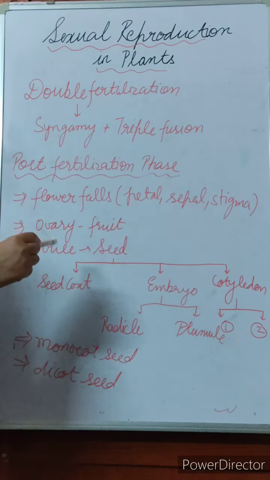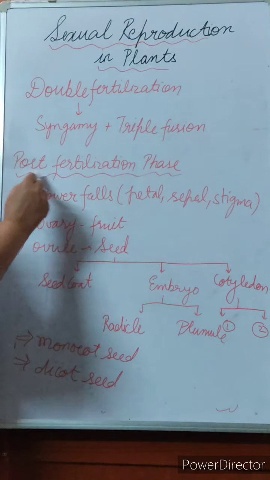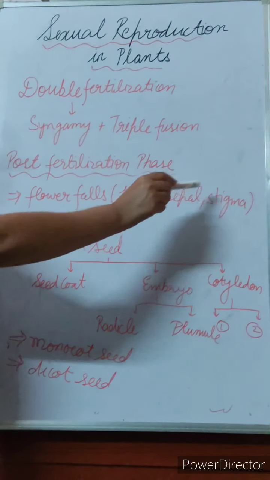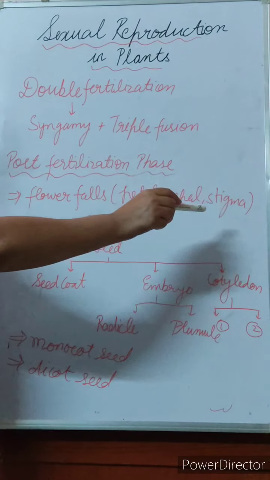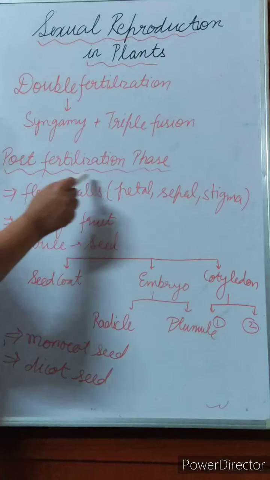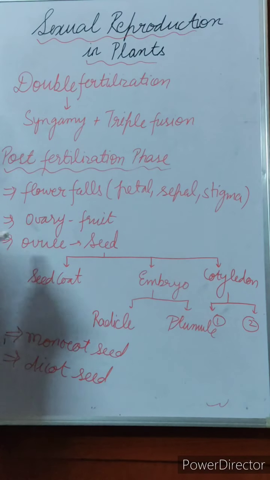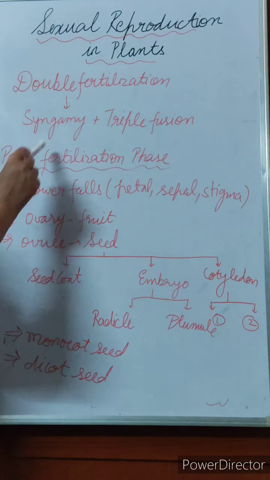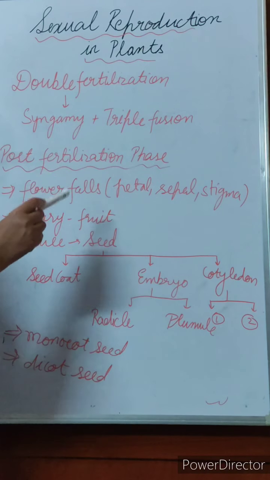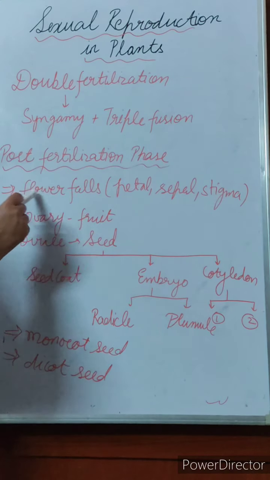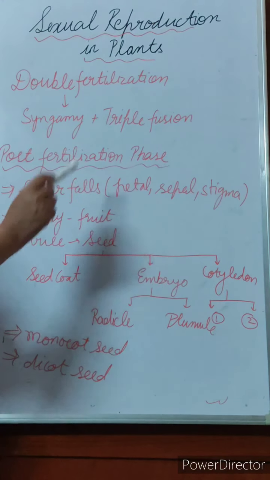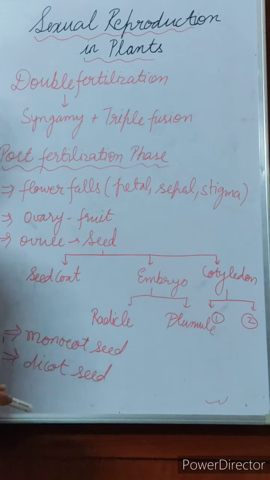Now as soon as the fertilization is over, then we will see that the flower falls. That is, all the petals, sepals, stigma, everything falls. Only the ovary remains intact to the plant. So we are going to study now the post-fertilization events, that is the events which occur after fertilization. So as soon as the fertilization is brought about, the first step is the flower is going to fall off. All the floral parts fall. Only the ovary remains attached to the plant.